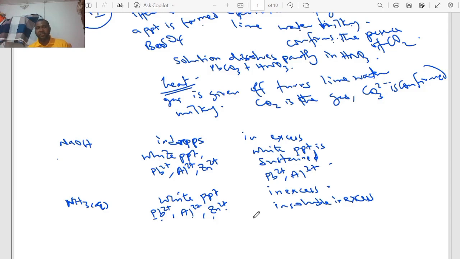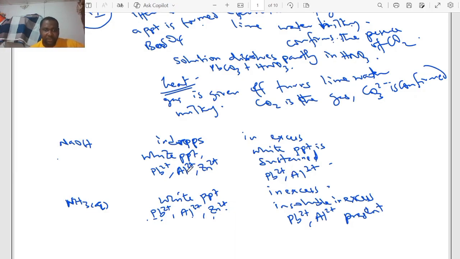And just for the sake of knowledge, the reason why zinc ion is soluble in excess is because zinc is a transition element, but lead and aluminum are not transition elements. I can say lead ion or aluminum ion is present. So we are not sure. I hope that makes sense.